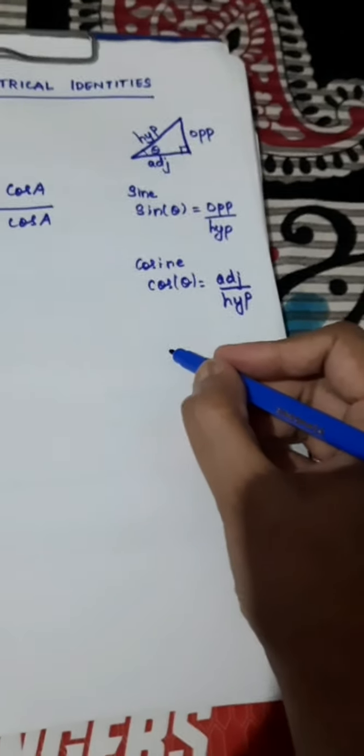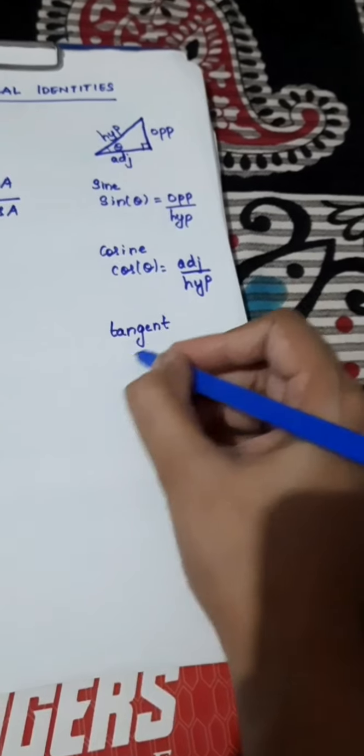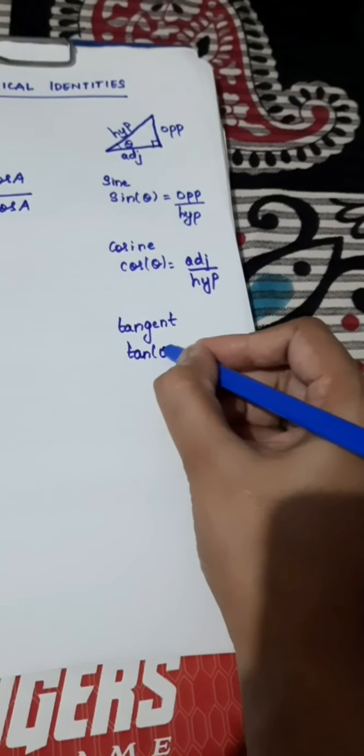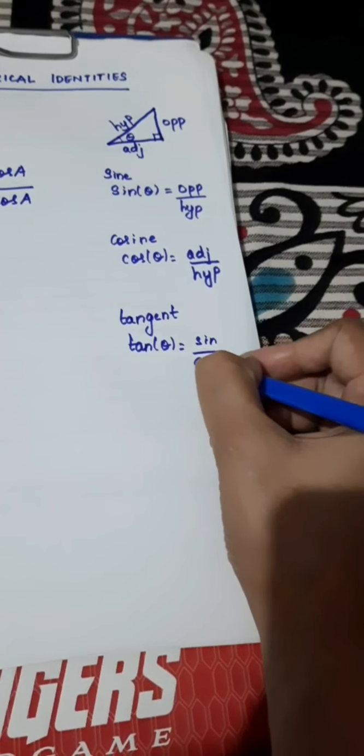Next is tangent, it's tan theta, which is sin theta by cos theta.